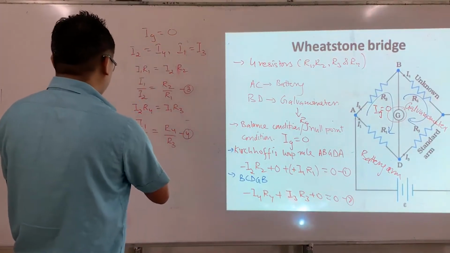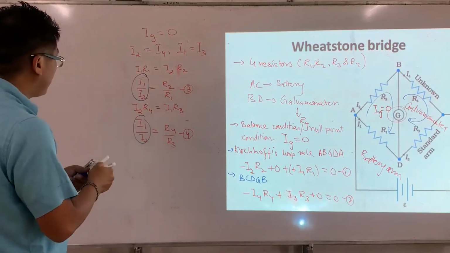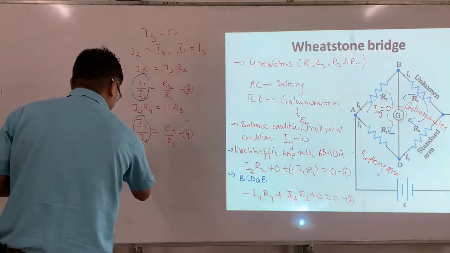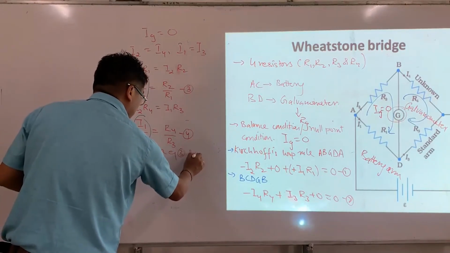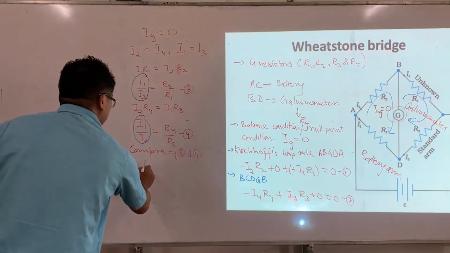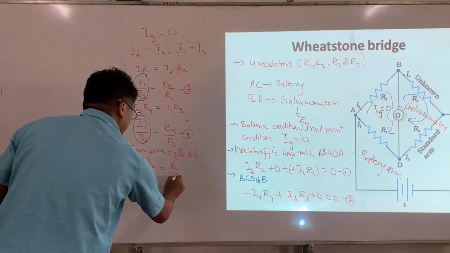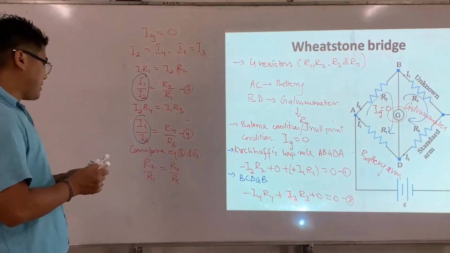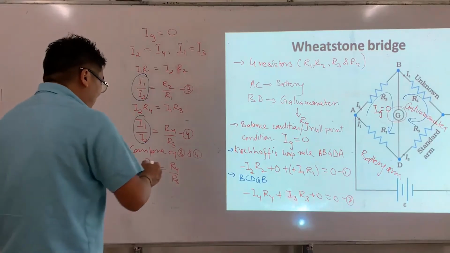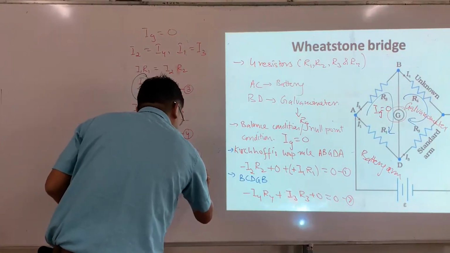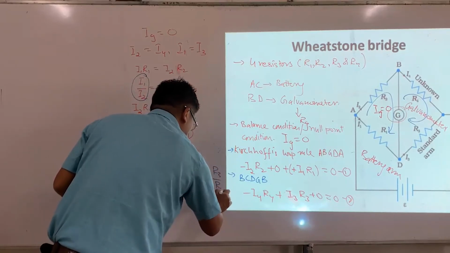So I compare these two equations. I can easily compare these two, and once I compare equation 3 and equation 4, finally I got R2 divided by R1 equal to R4 divided by R3. Okay, so look at here now, this is nice, right? Or I can write R1 divided by R2 is equal to R3 divided by R4. Doesn't make any difference.